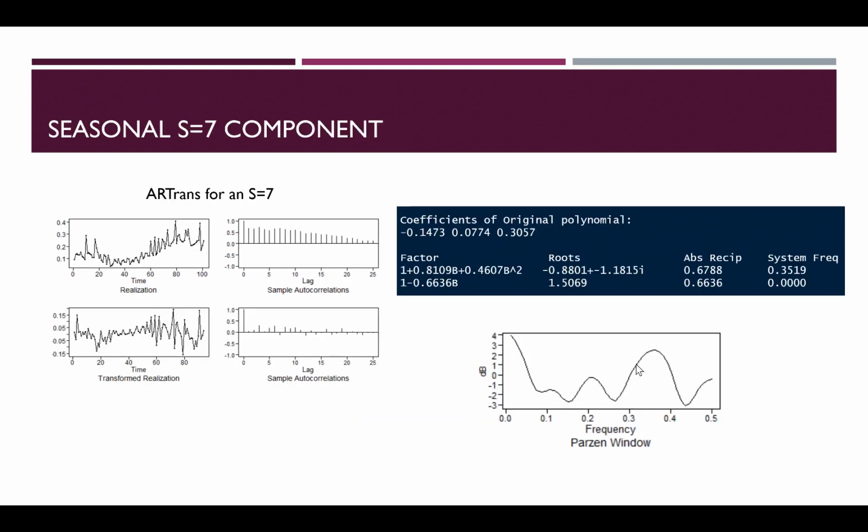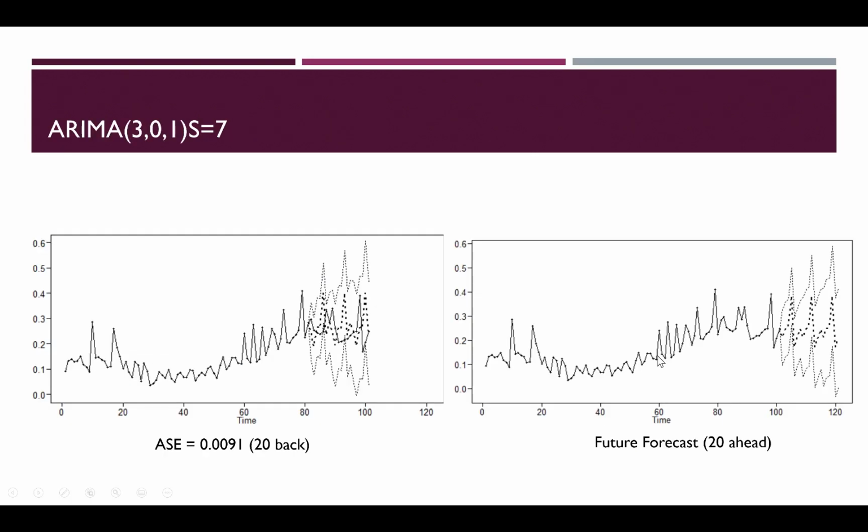So finally, let's treat it with the s equals 7 component. This is what we see, and getting the AIC on that, we get this factor table with a system frequency of 0.35. It looks like it might match something here in the spectral density at about 0.35. Looking at the forecast on that, we get an ASE, which is the best we've gotten so far, of 0.0091. And this is a look at the future 20 forecasts ahead.